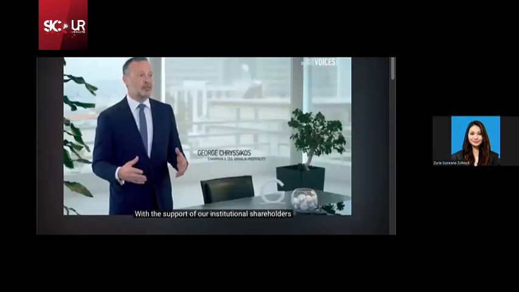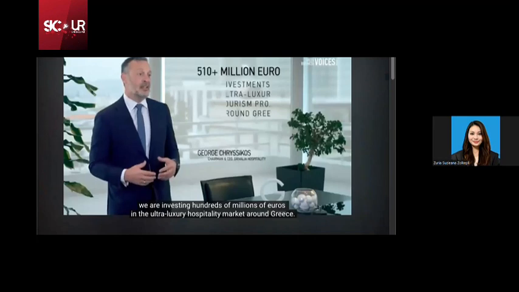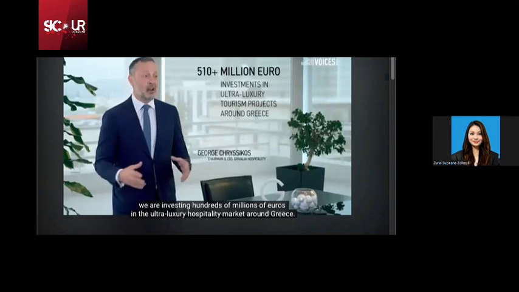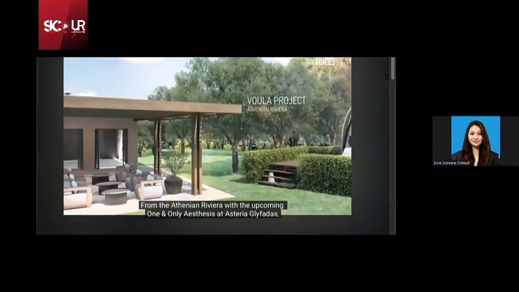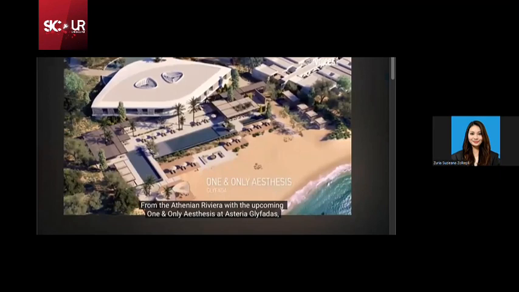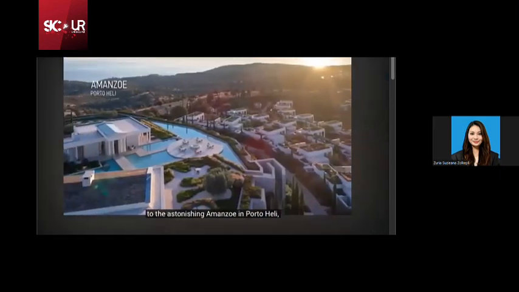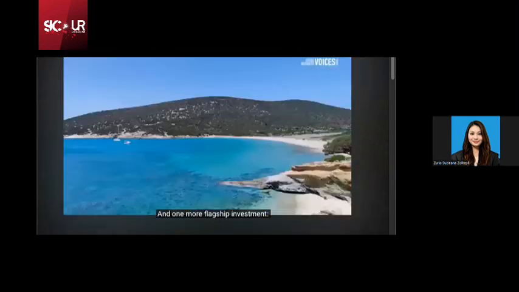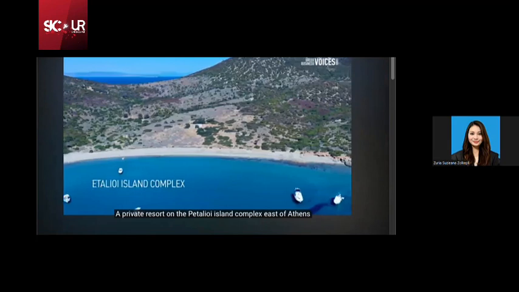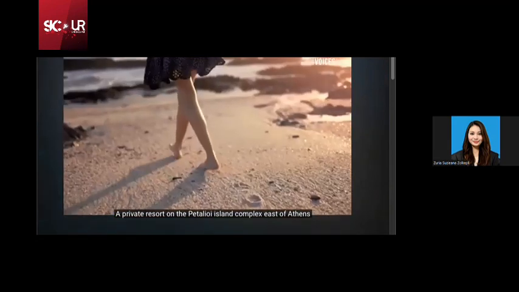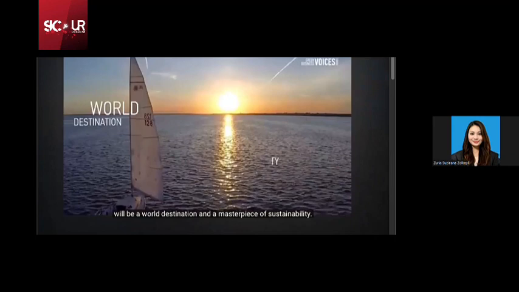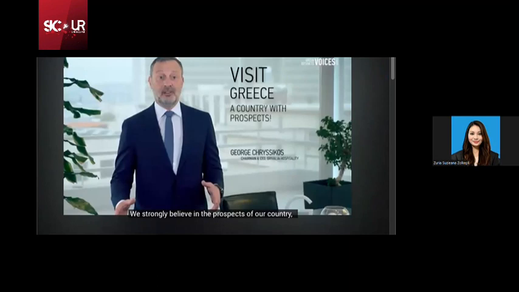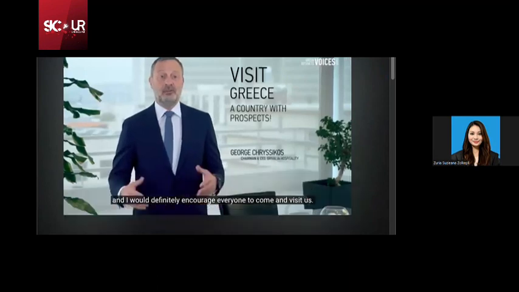With the support of our institutional shareholders, we are investing hundreds of millions of euros in the ultra-luxury hospitality market around Greece. From the Athenian Riviera, with the upcoming one and only Aesthesis at Asteria Glyfadas, to the astonishing Amanzoe in Portocheli, to the Cyclades Islands in Crete. And one more flagship investment, a private resort on the Petali Island complex east of Athens, will be a world destination and a masterpiece of sustainability. We strongly believe in the prospects of our country, and I would definitely encourage everyone to come and visit us.